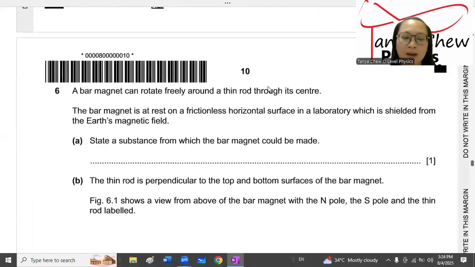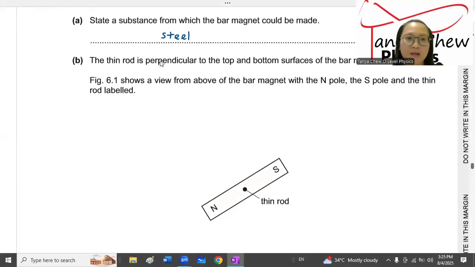Question number 6. A bar magnet can rotate freely around a thin rod through its center. The bar magnet is at rest on a frictionless horizontal surface in a laboratory which is shielded from the Earth's magnetic field. A. State the substance from which the bar magnet could be made. Bear this in mind: the bar magnet must be made from hard magnetic material. Why hard magnetic material? Because hard magnetic material, once it is magnetized, is very hard to lose its magnetism. One of the examples of the hard magnetic material is definitely steel. That's the substance. B. A thin rod.